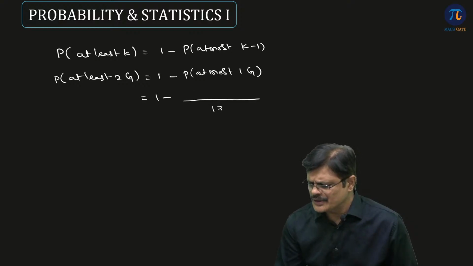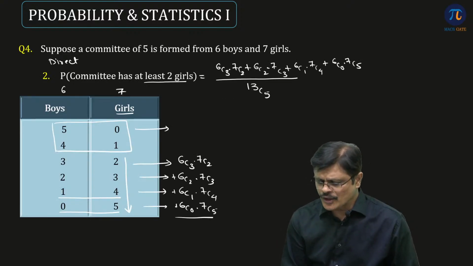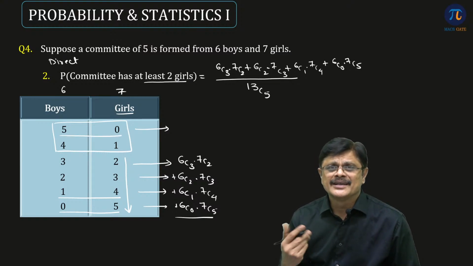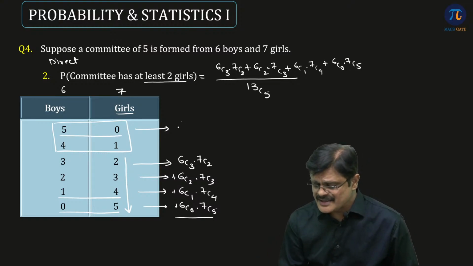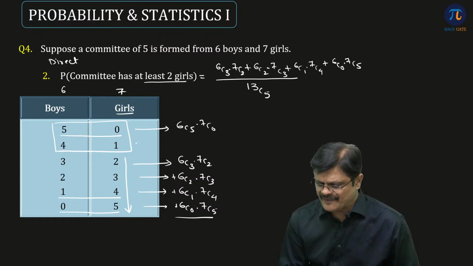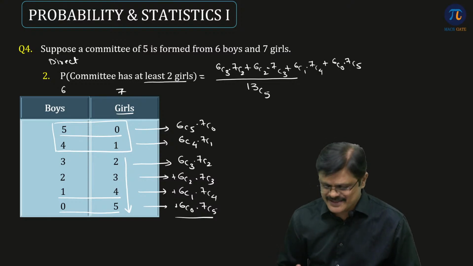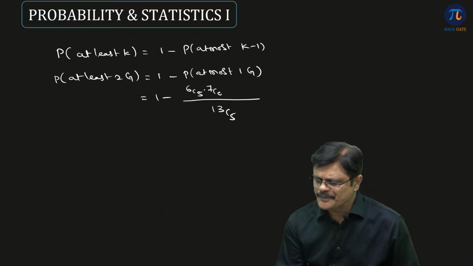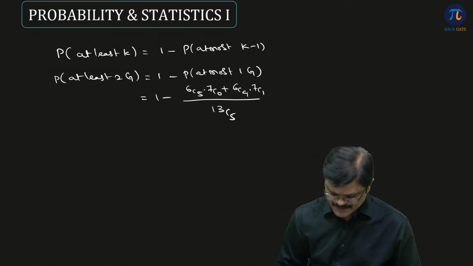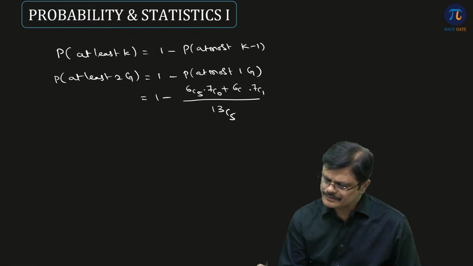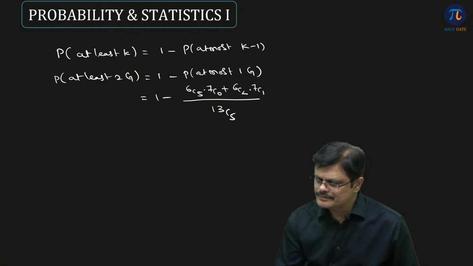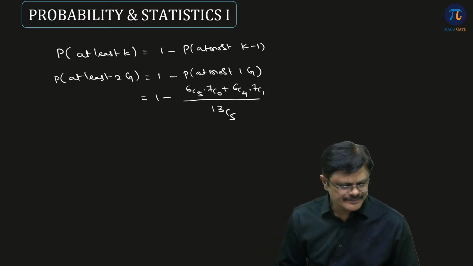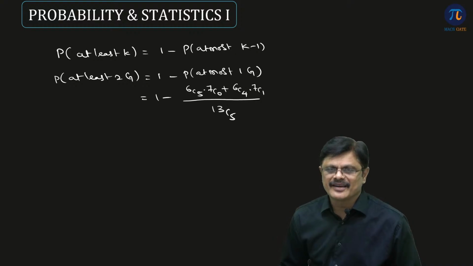So the denominator is anyhow 13C5. How many favorable cases are there? 6C5 into 7C0, and for this case there are 6C4 into 7C1 possibilities. So the answer is 1 minus (6C5 into 7C0 plus 6C4 into 7C1) divided by 13C5. Is the idea clear? Right? So that is the answer, my dear friends.